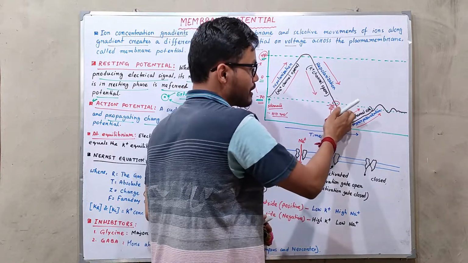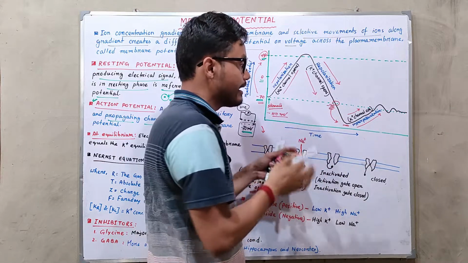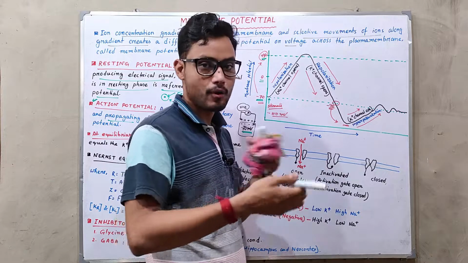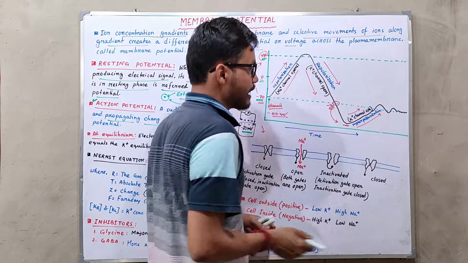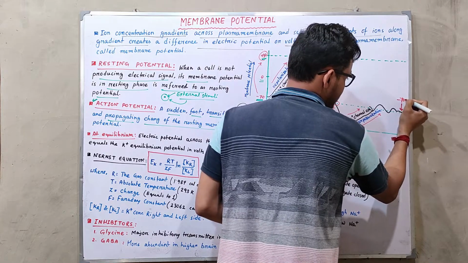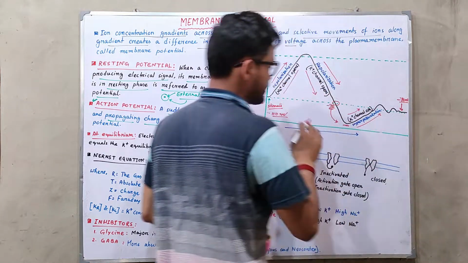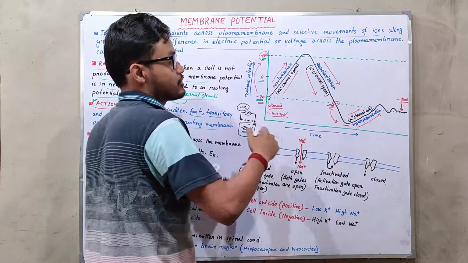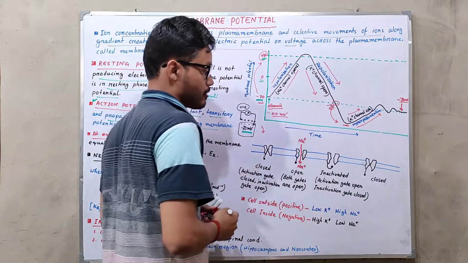That means the K plus channels are still open and they move potassium out from inside to outside of the cell, and ultimately it settles down at minus 70 millivolts, that is the resting membrane potential. So this graph basically depicts the depolarization, repolarization and hyperpolarization of the membrane.